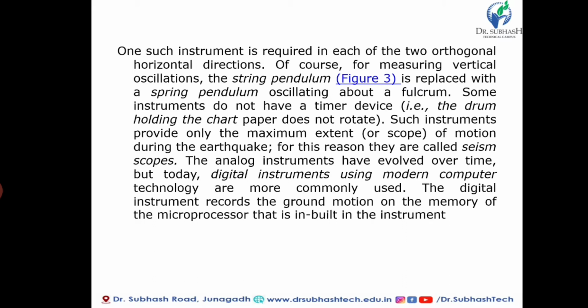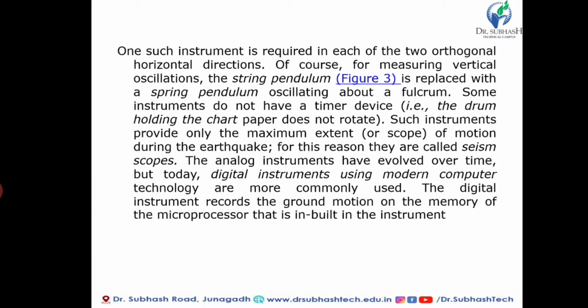Some instruments do not have a timer device. For example, the drum holding the chart paper does not rotate, so they have no timer device. Such instruments provide only the maximum extent or scope of the motion during the earthquake. For this reason they are called seismoscopes, while the instruments with a timer are seismographs. But today digital instruments are available with modern computer technology and are more commonly used.